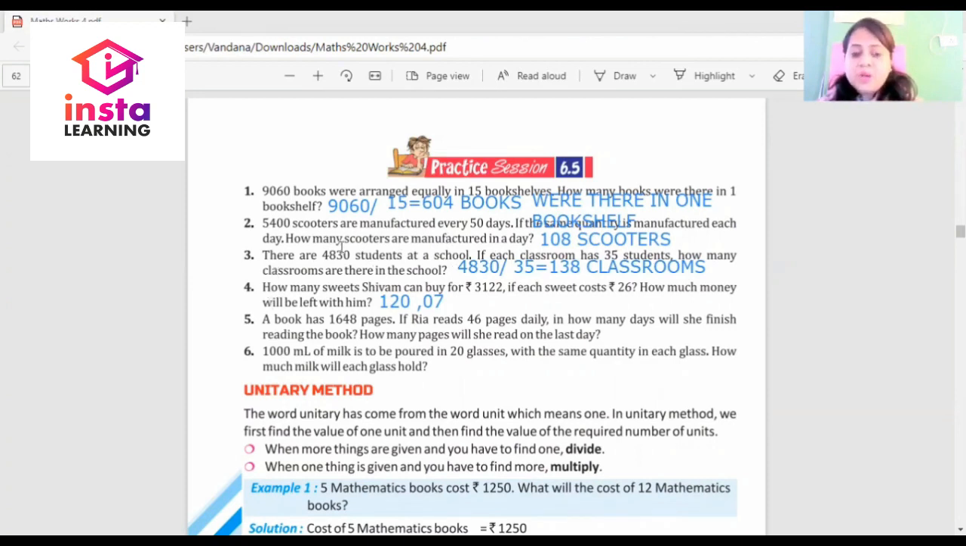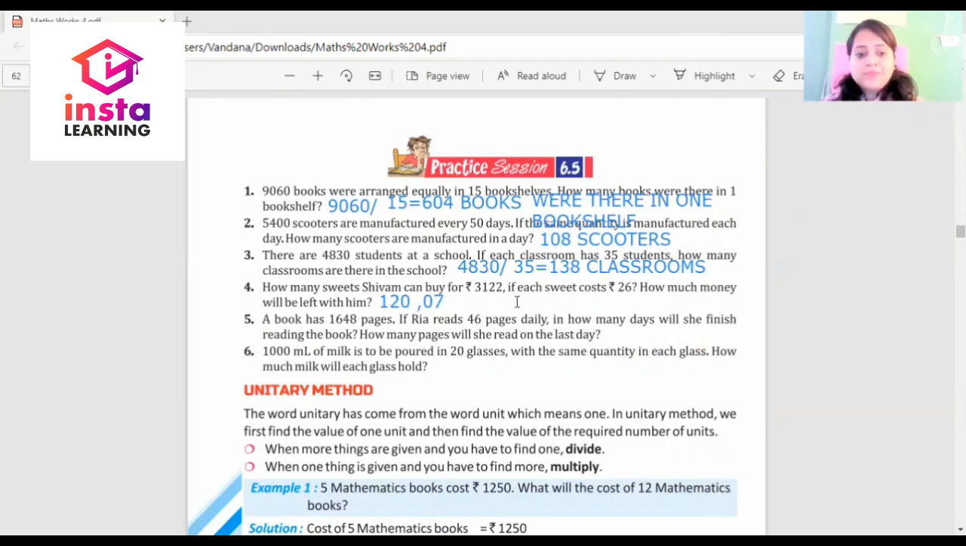There are 4,830 students at a school. If each classroom has 35 students, how many classrooms are there in the school? So you have to divide first and you will get the answer 138 classrooms. This is your dividend and this is your divisor.